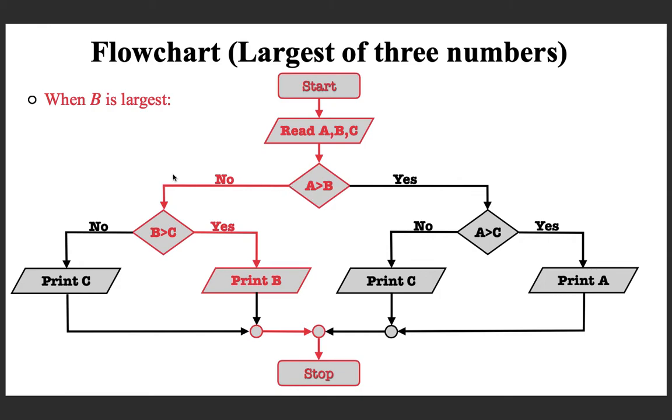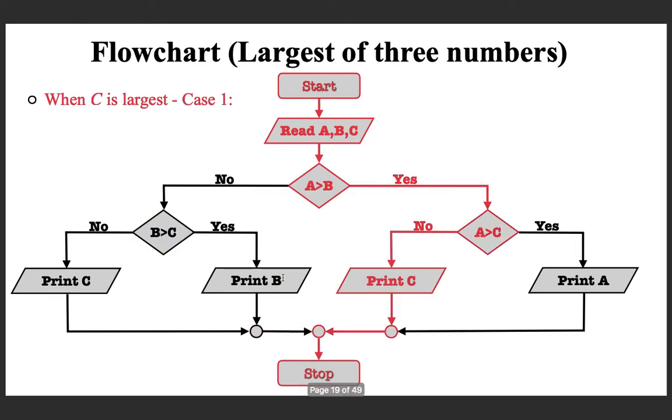So you are taking the no branch, and here you are comparing B and C. You know that B is largest, so this must be true. You are taking the yes branch and printing and stopping. So when B is largest, your flowchart is printing B as largest, so it is correct in that case also.